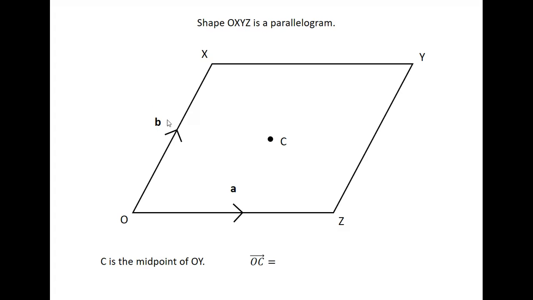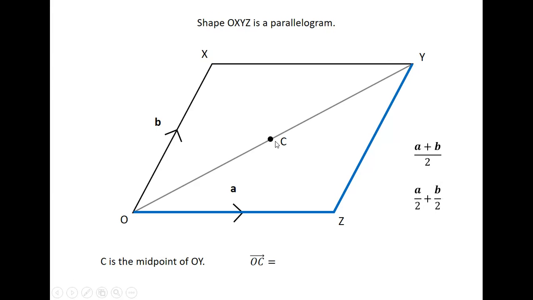Now we're going to look at questions involving ratio and points which are not on the edge. Now here we have C is the midpoint of OY. So we're going to draw a vector OY and C is the midpoint. So that would be A plus B is the value of OY. So OC vector will be A plus B divided by 2, or A over 2 plus B over 2.